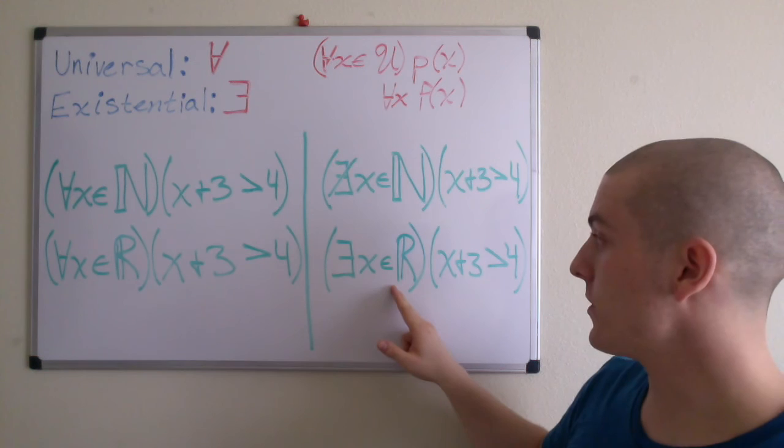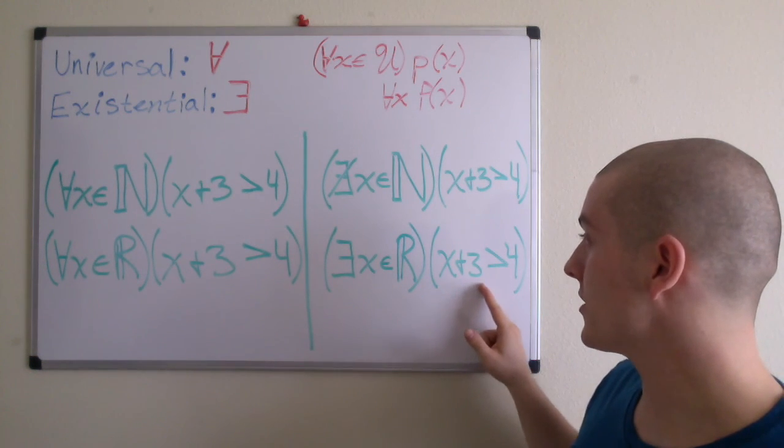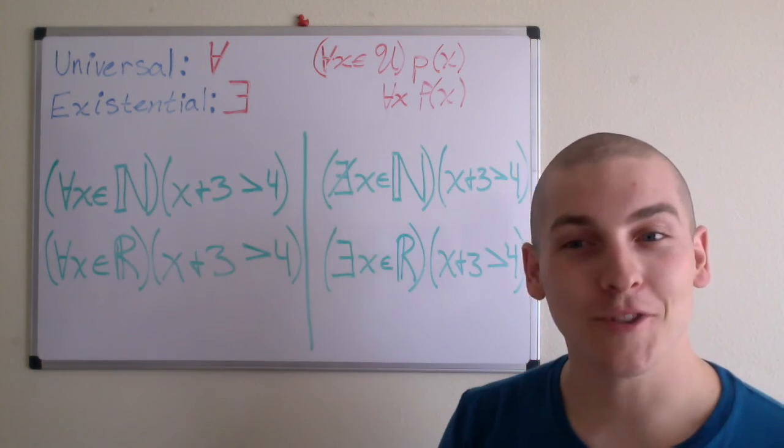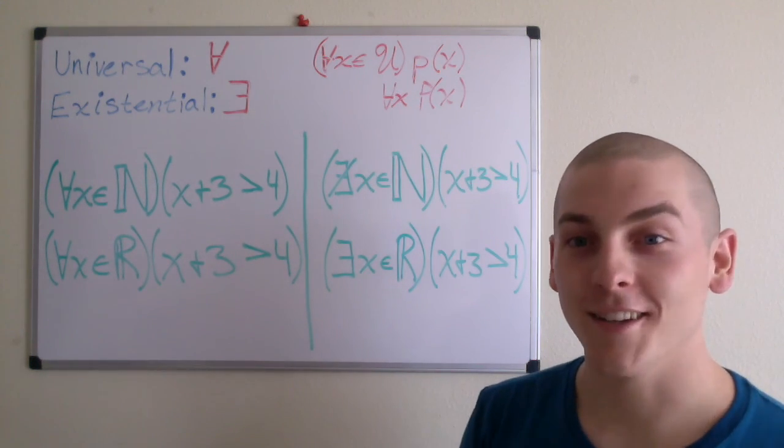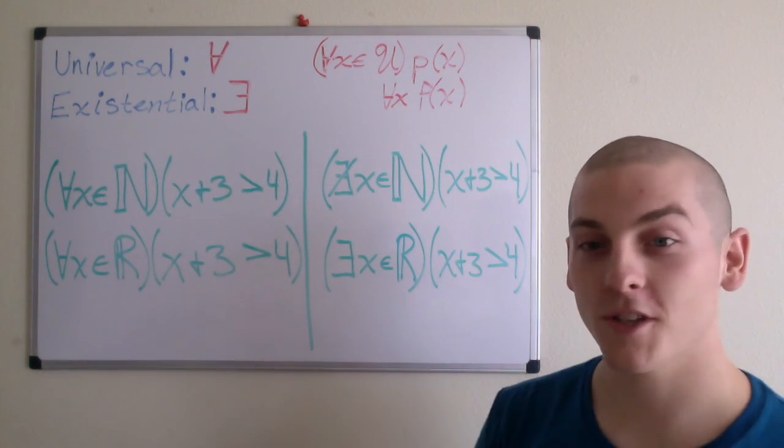There exists an element of the real numbers such that x plus 3 is greater than 4. That is a true statement because any number greater than 1 is going to yield a true statement in this case.